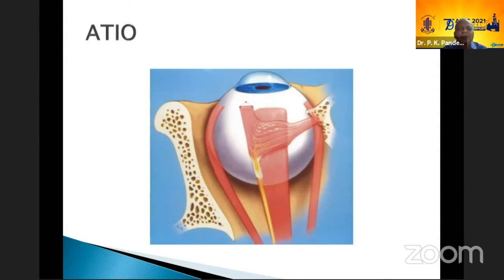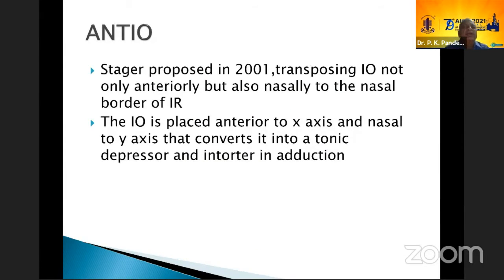This has again been shown by Dr. Savleen. This is just showing ATIO, and the neurofibrovascular bundle comes straight down, and this sort of acts like a new insertion. So this is how it prevents abduction. In the abducted position, there is an anti-elevation effect. Now, for anti-IO, Stager proposed in 2001 transposing the IO not only anteriorly but also nasally to the nasal border of the IR. Now, this IO is placed anterior to the x-axis and nasal to the y-axis so that it converts the IO into a tonic depressor and intorter in adduction.